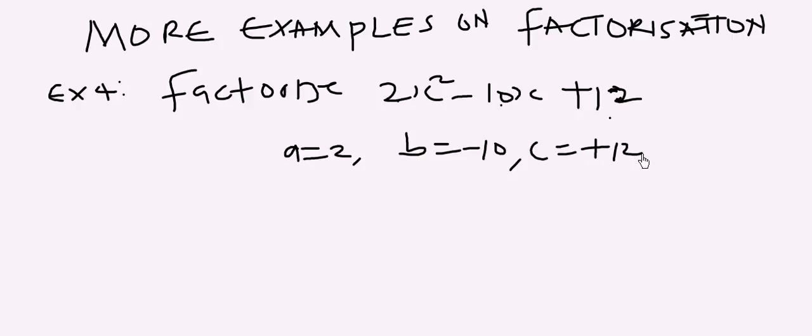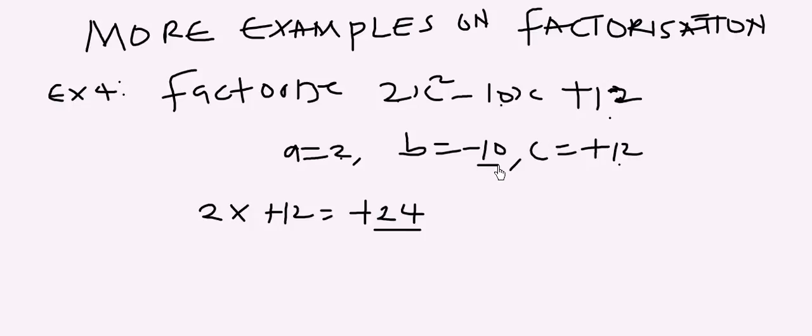The next thing to do is to multiply the coefficient of x squared, which is A, by the constant, which is plus 12. So we have 2 times plus 12, that gives me plus 24. So we look for two factors which when multiplied give us plus 24, not plus 12 as in the previous example that we have been doing, and when added give us minus 10.